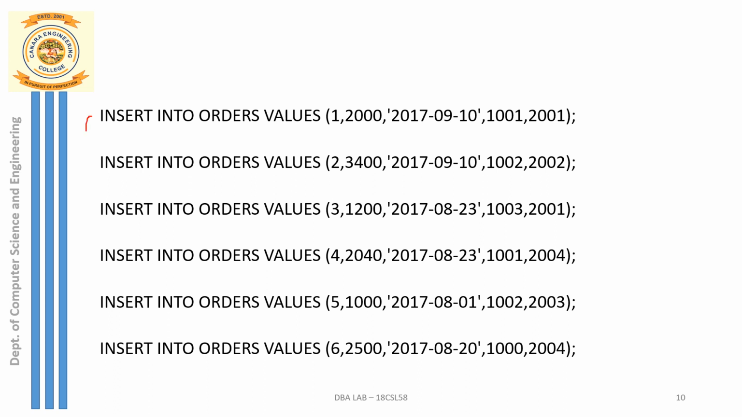Next we have our table orders, wherein I have inserted 6 rows. You can see here the first attribute is order ID, the next one is the purchase amount, the third one is the order date, the next one is the salesman ID, and the last one is customer ID. So again it should be in order only, and make sure that all the order IDs are different.